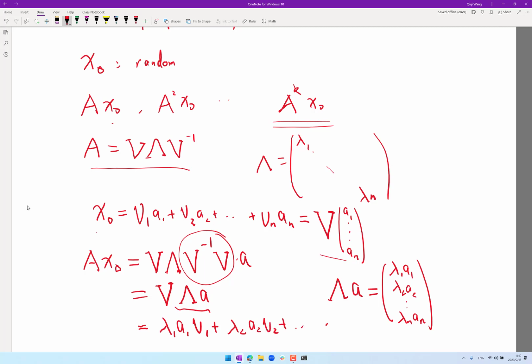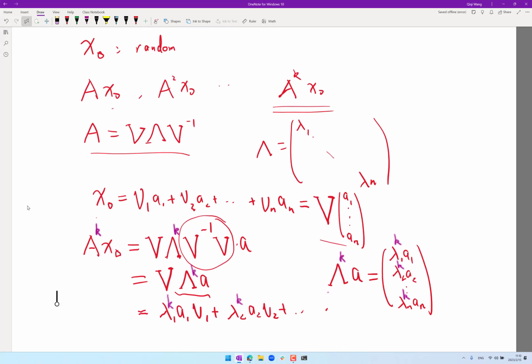Now what's interesting is that if, instead of having A times x0, you take A to the kth power times x0, everything is the same except the eigenvalues would have a power of k. Here we'll just put k onto this, and these lambda to the k times a would be just having a kth power on all of these eigenvalues, right?